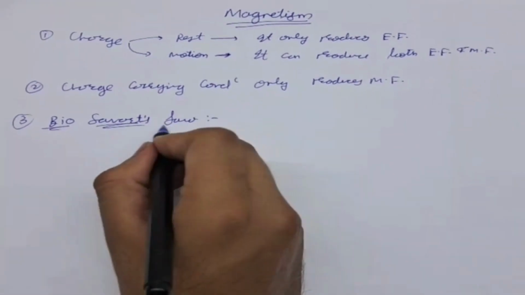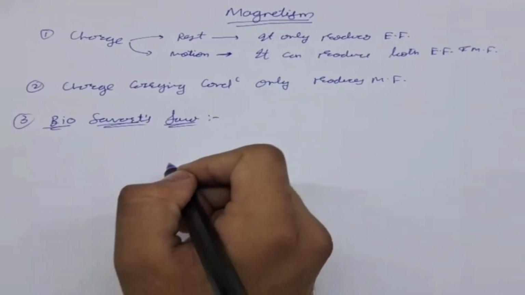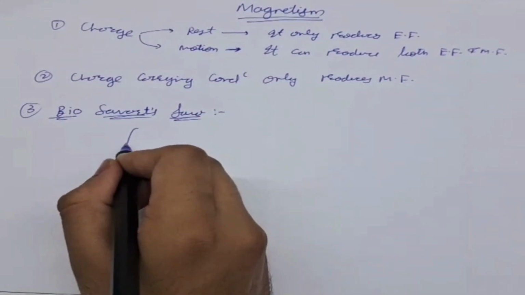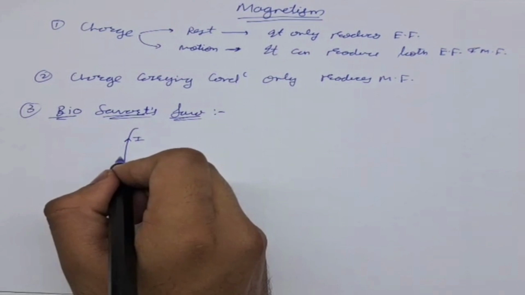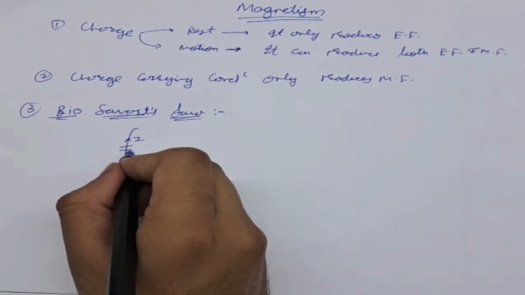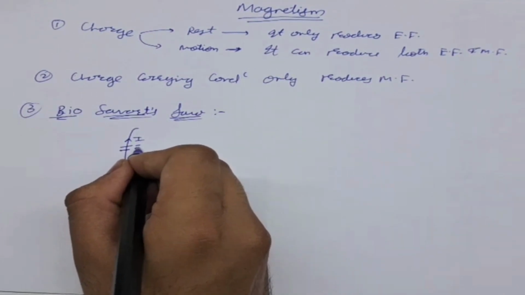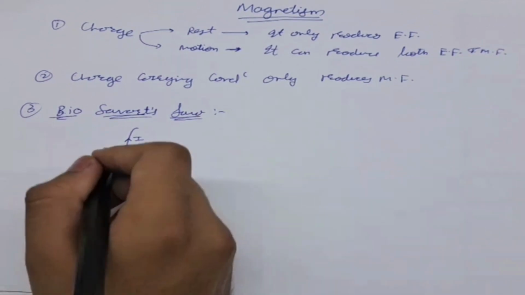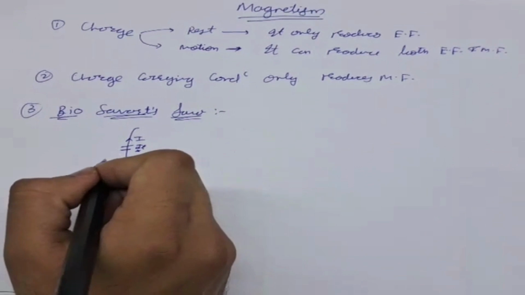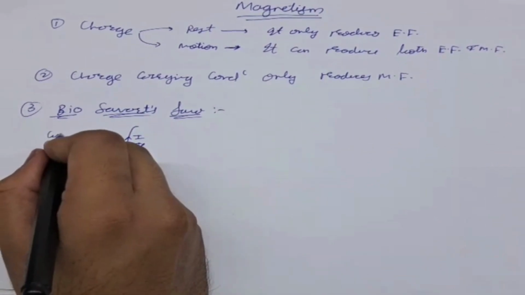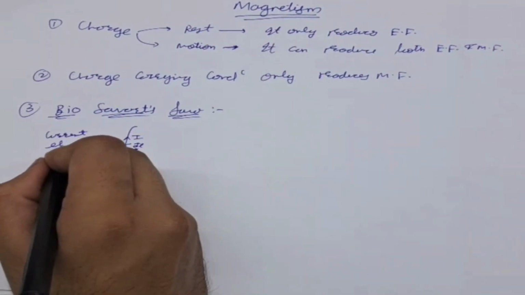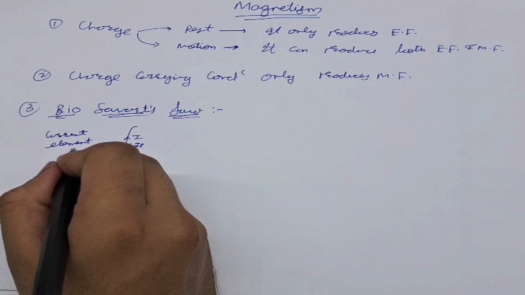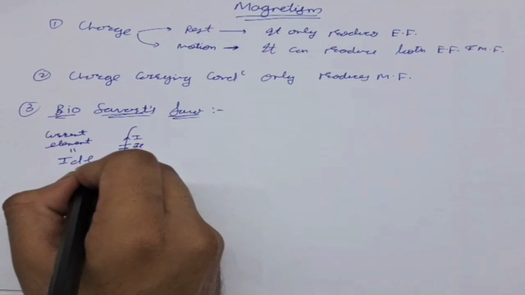Now, what is Biot-Savart's law? To understand Biot-Savart's law, let us consider an arbitrary conductor with current I flowing through it and consider an element of width dl. Now, for this arbitrary conductor, a current element is defined and the value of the current element is I dl.